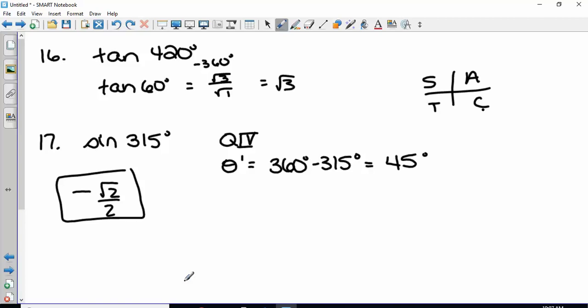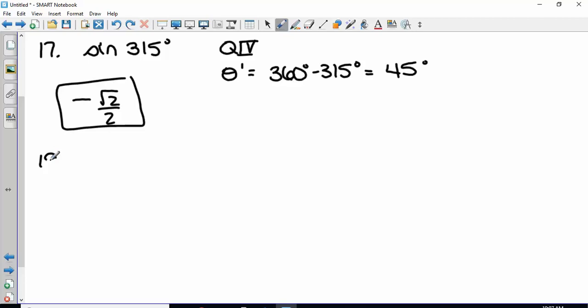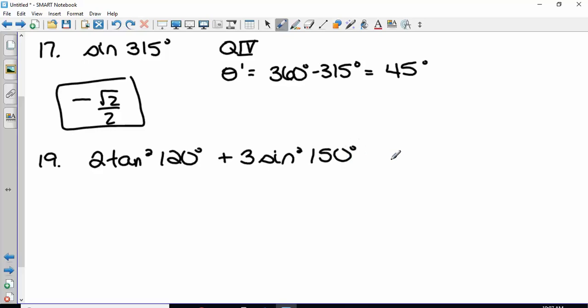I'm going to let you guys do 18. What would you do if you have a negative angle? Add 360 first. Let's do problem 19 together. So this problem would be worth quite a few points, because I'm expecting you to work out each of these trig functions. So it is a very bad idea to just write down a final answer.